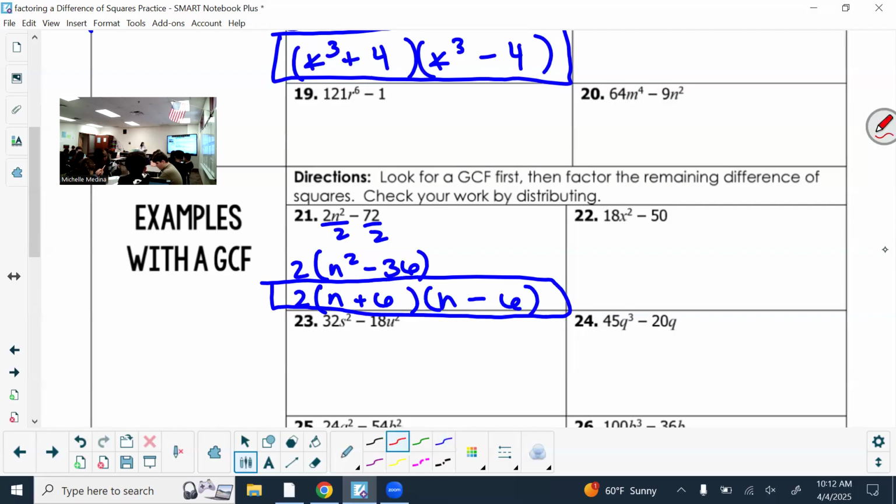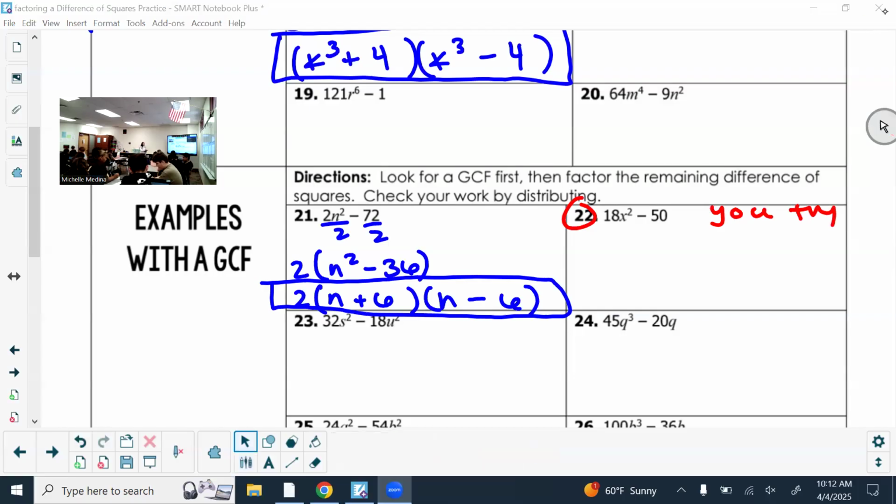Can you guys try 22 and then we'll take the quiz? Try that real quick. Okay, for time purposes, we'll start going over 22. But you're supposed to look for a GCF and factor that out first. So between 18 and 50, what's the greatest common factor between them? 2 is. So it can never be bigger than your smallest number.